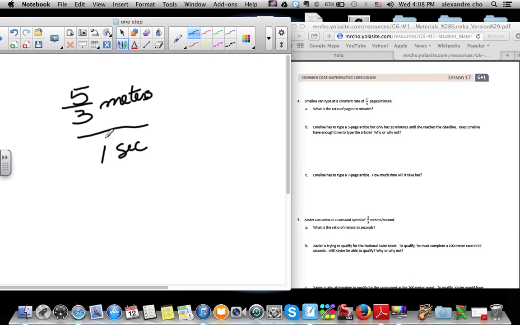So, what's the ratio of meters to seconds? The ratio is 5 over 3 meters in 1 second, or 1 2/3 meters for every second. That's how fast he can swim. B, he's trying to qualify. To qualify, he must complete a 100-meter race in 55 seconds. Will he be able to do that? Well, let's see. We know this is the rate, 5 over 3 meters in 1 second. Let's see how long it takes to swim 100 meters.